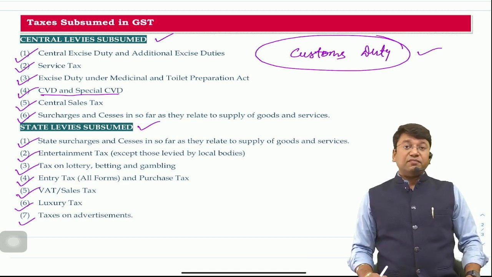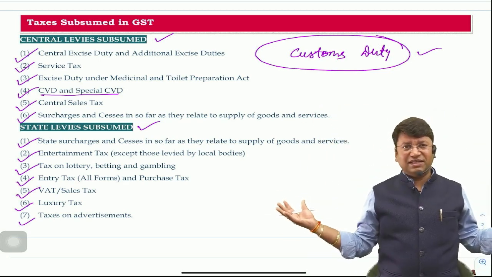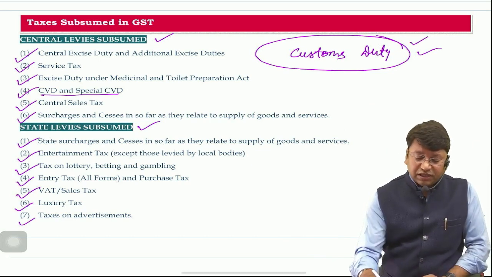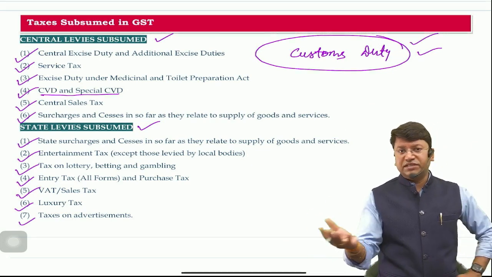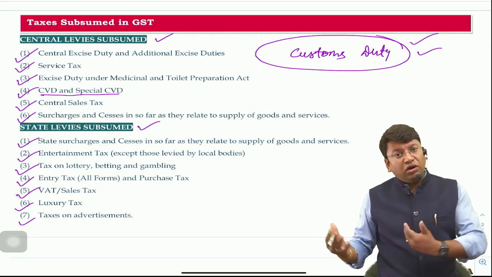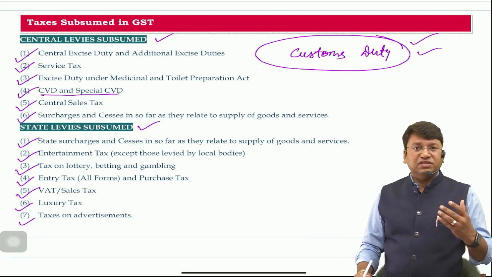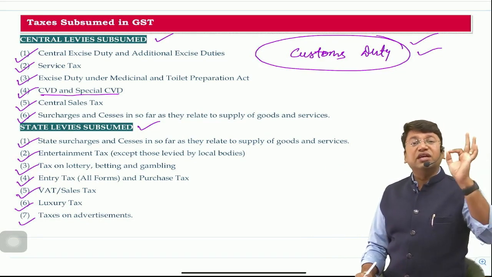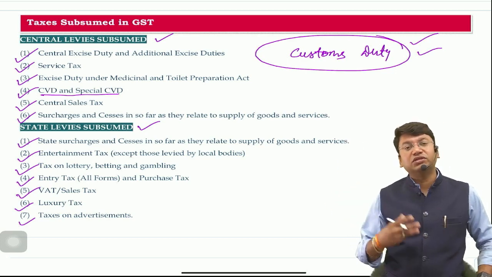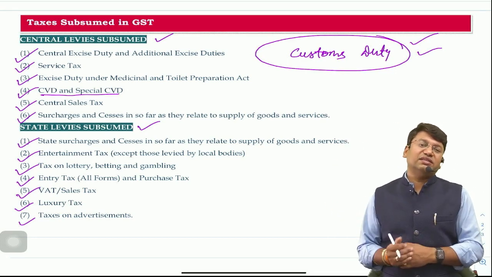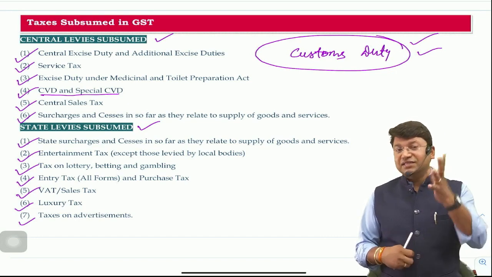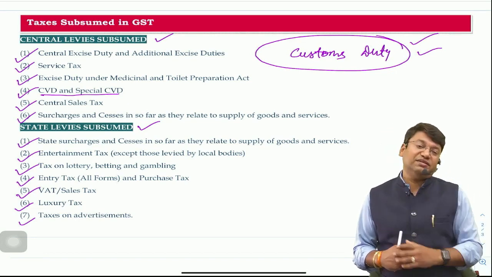But all the taxes which are levied by the central government and state government are not subsumed. For example, customs duty is not subsumed. State government has revenue from stamp duty. Toll tax, road taxes. There are some other taxes also which are not subsumed in GST. So these are the list of taxes which got subsumed in GST. These are many central taxes and state taxes, which were the major revenue of the state government and central government. This got subsumed in GST.